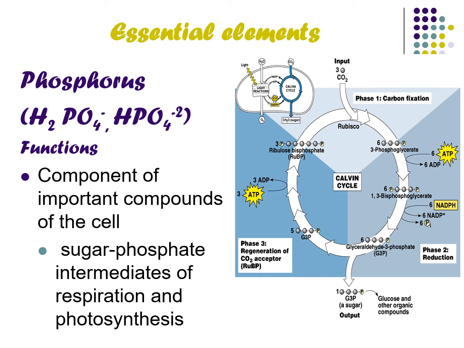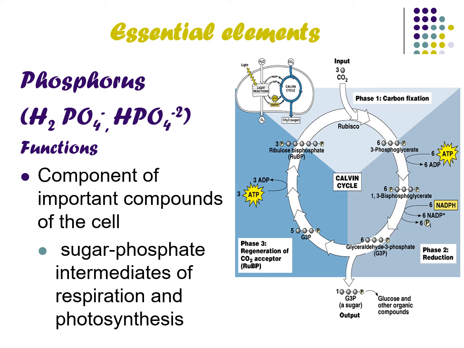Phosphorus is absorbed by the plants in two forms: more readily as dihydrogen phosphate and less readily as hydrogen phosphate. Phosphorus is a component of important compounds of the cell. One example is the sugar phosphate intermediates of respiration and photosynthesis.